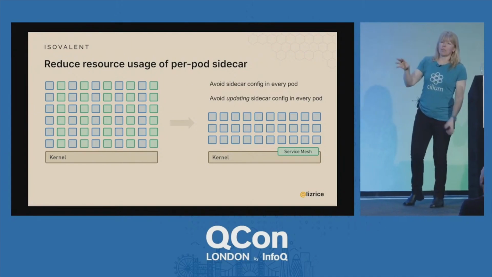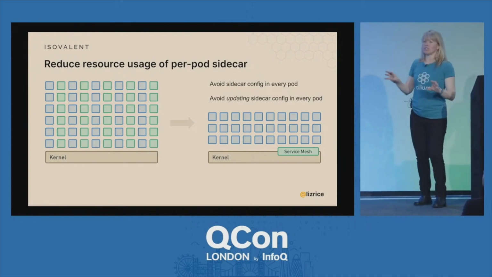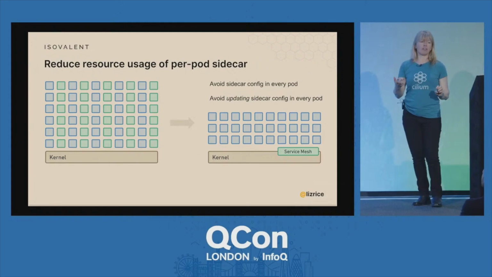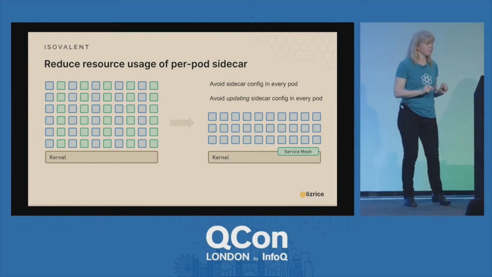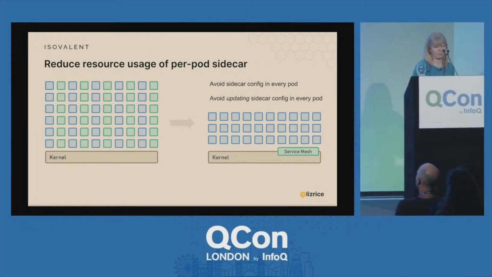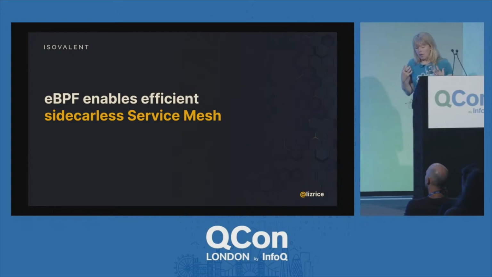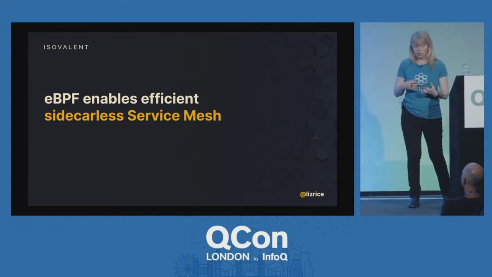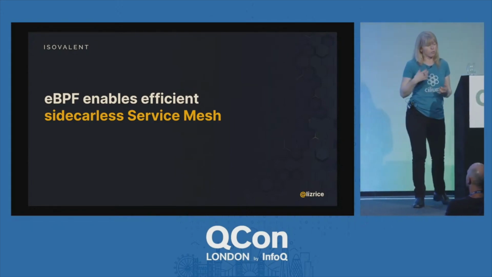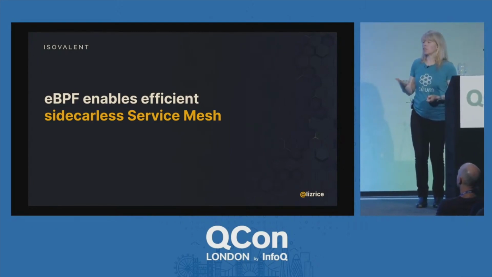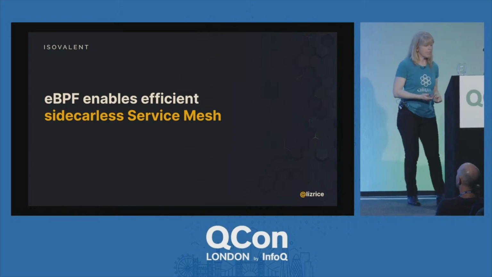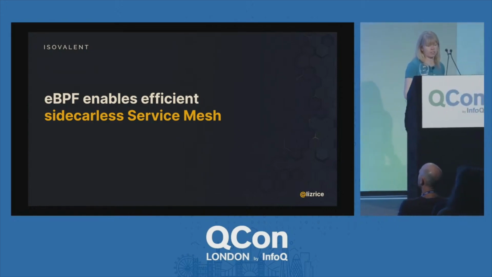So remember that pods are isolated from each other, so if we want to change the configuration inside sidecar-based tooling, we have to go update it inside every single pod, typically. So eBPF is one of the ways that we can enable service meshes that don't need sidecar pods. And this can be really efficient.